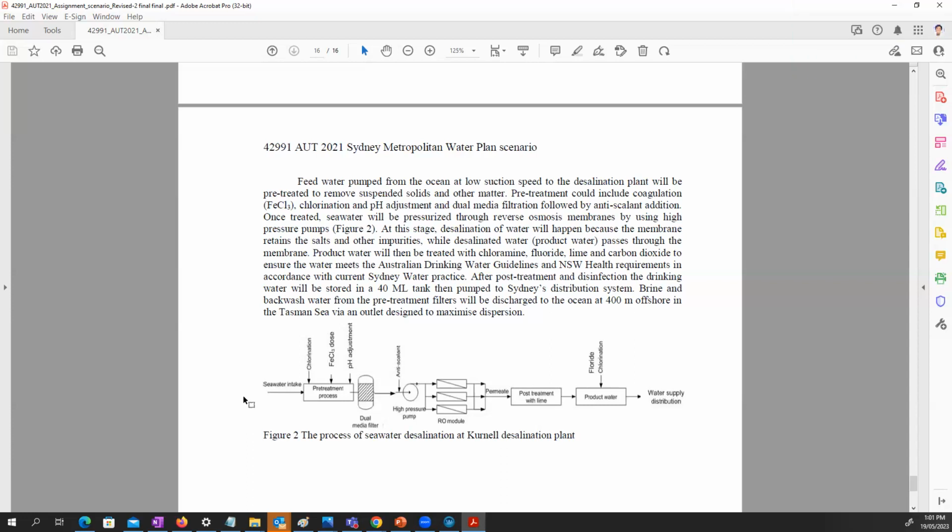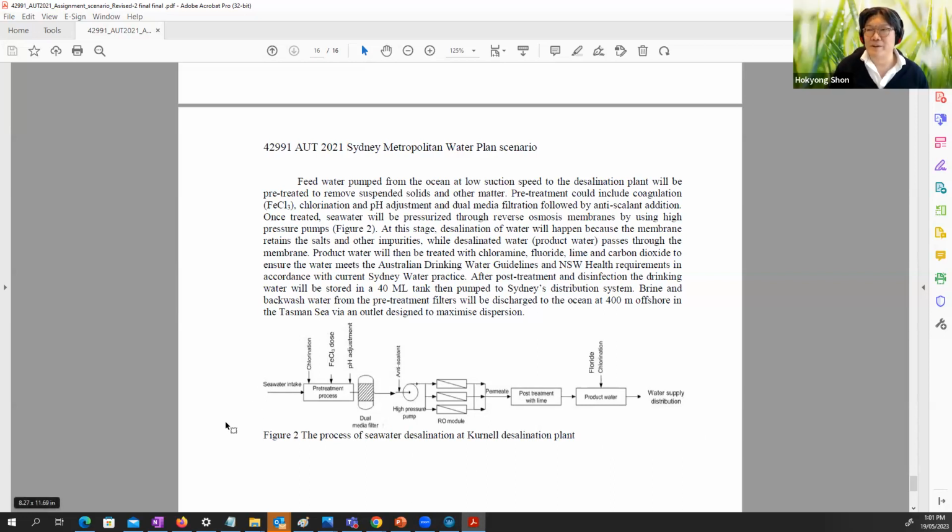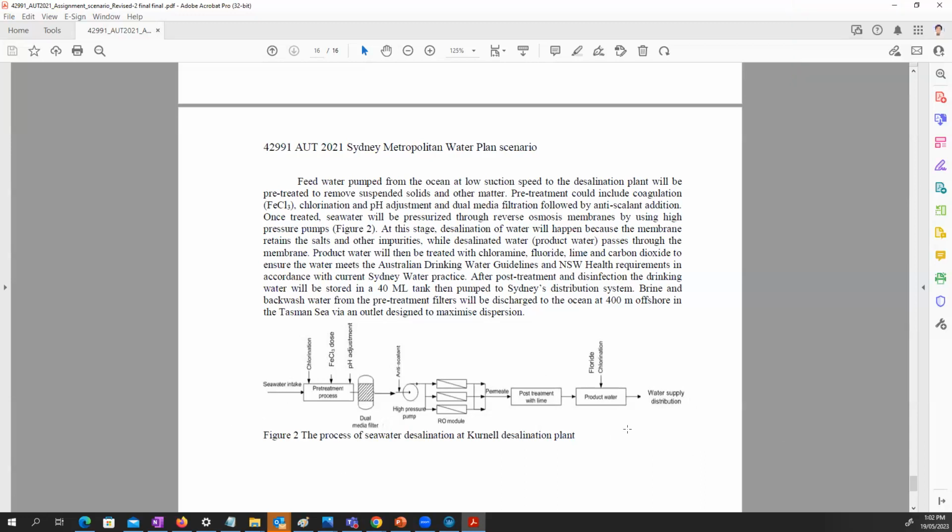Yes, Professor. That's great. Just one question. So we need to assume the recovery rate for each stage, and then based on that we can decide the amount of the feed water, or we can just take it directly as 500,000? Yes, we can use 500,000 cubic meter per day directly, and then you will get around 250,000 as a 50% recovery for the overall process of your desalination plant. Okay, thank you.